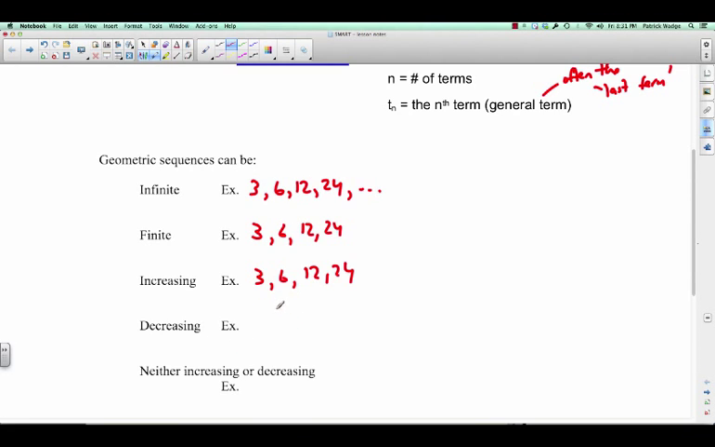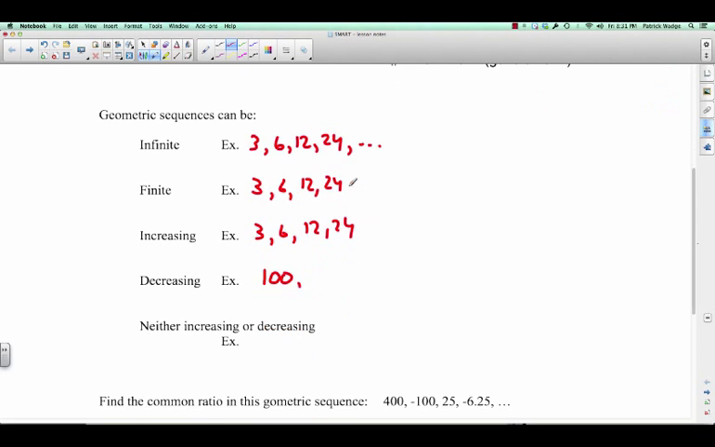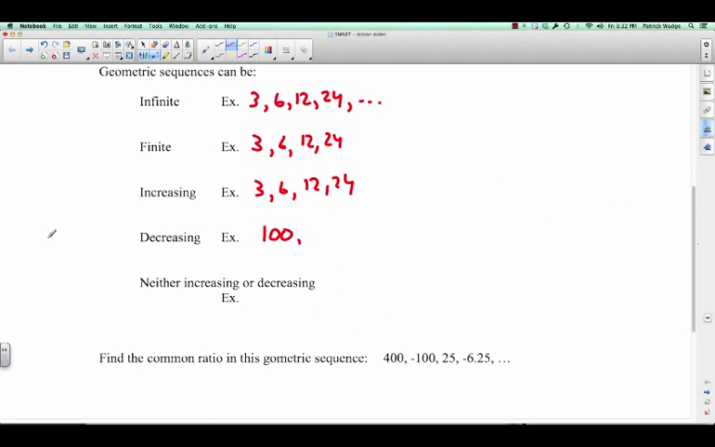Okay, decreasing. So if we started at something like 100, what could we multiply by, right? You have to multiply, not divide. You have to multiply by a constant number. What would be a really easy number to multiply that would make it smaller? How about a half? Any fraction will work that's less than 1. But how about a half? So it would go 100, and then it would go 50. If you multiply that by half, you get 25. Multiply that by half, you get 12.5. Multiply that by half, you get 6.25, etc., etc. You could stop there, or if you want to make it infinite, put ... on it.